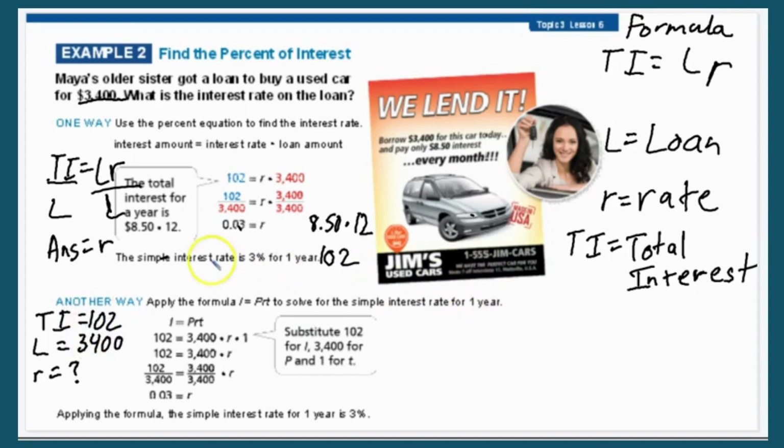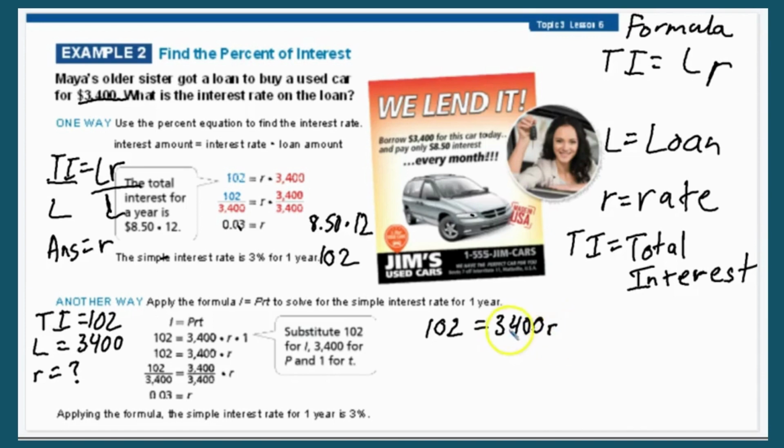So let's write that out. TI equals LR. TI is 102 equals L, which is 3,400. And we do not know what R is, so we just leave it as R. Okay? In the past, you should have learned what a letter is in math, what it stands for. Right now, this is standing for a variable. Okay? It is an unknown number. We are solving for it.